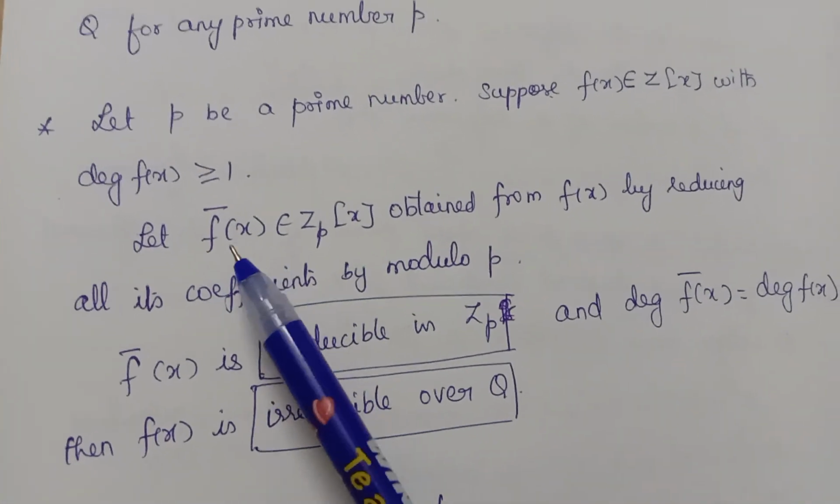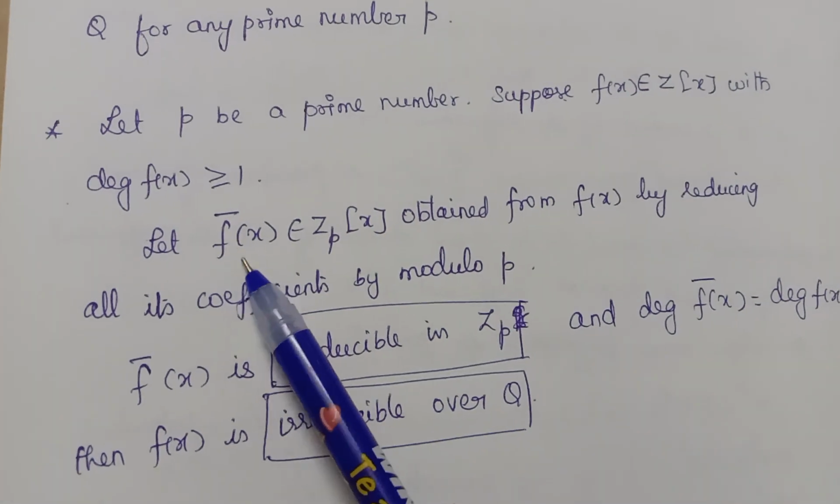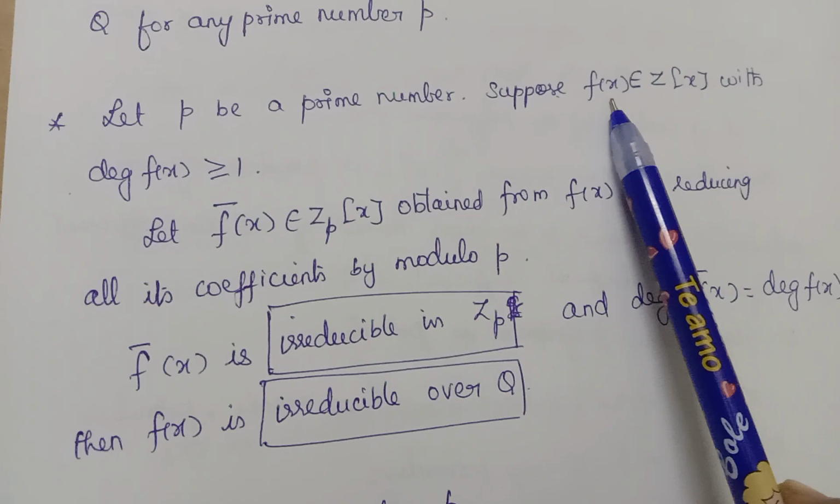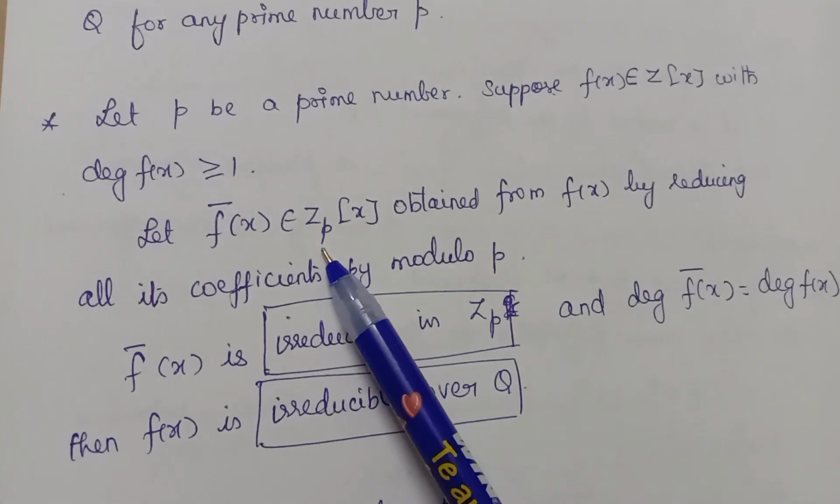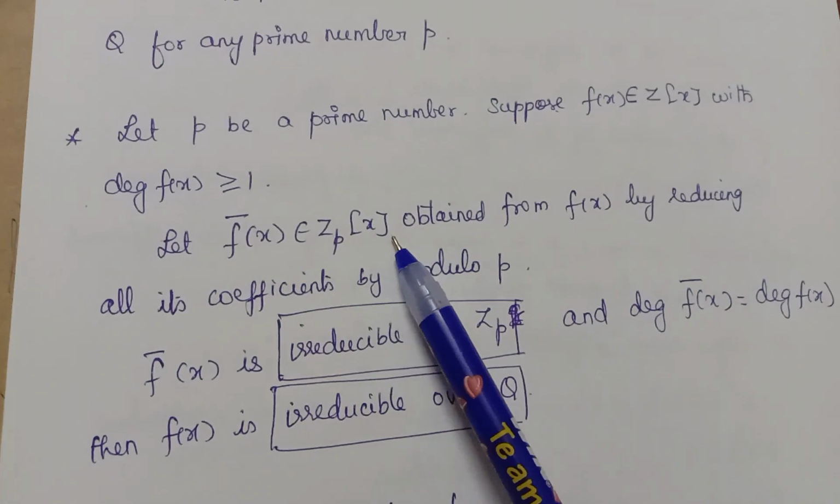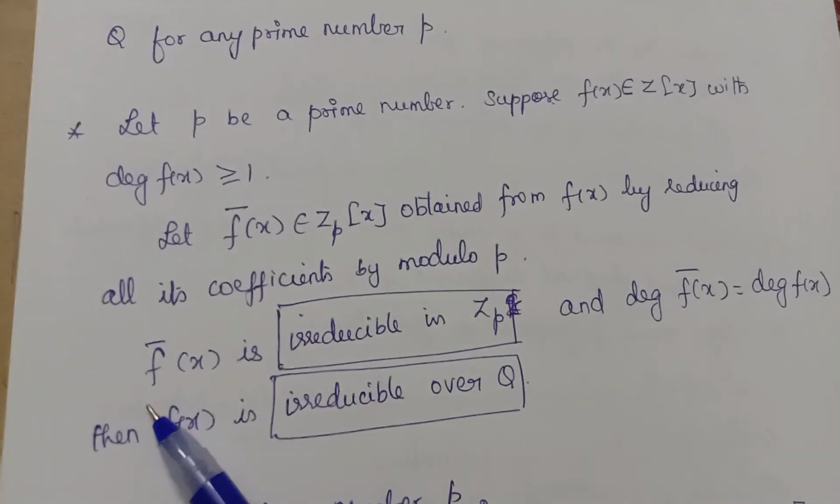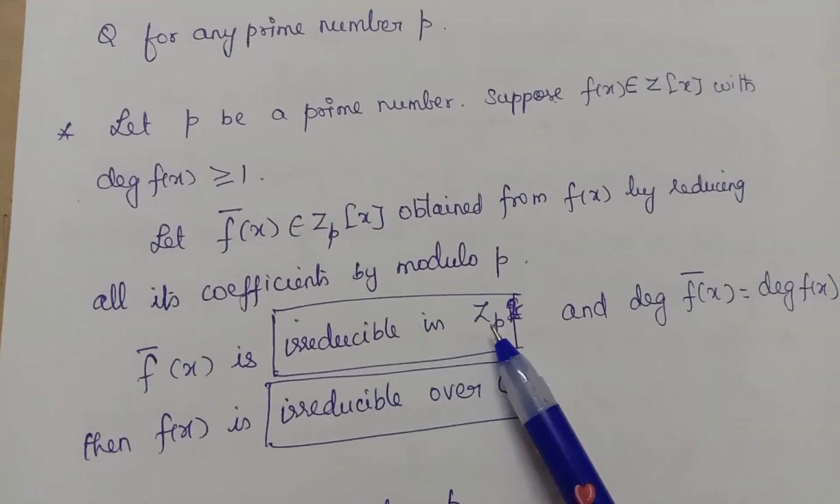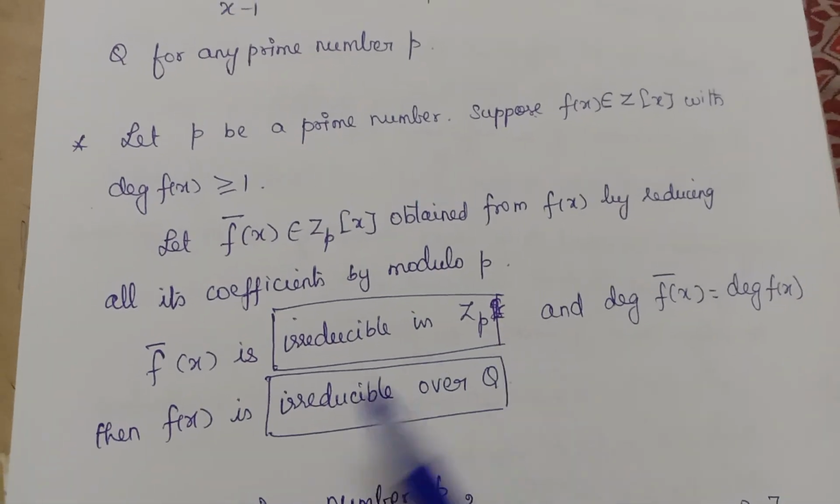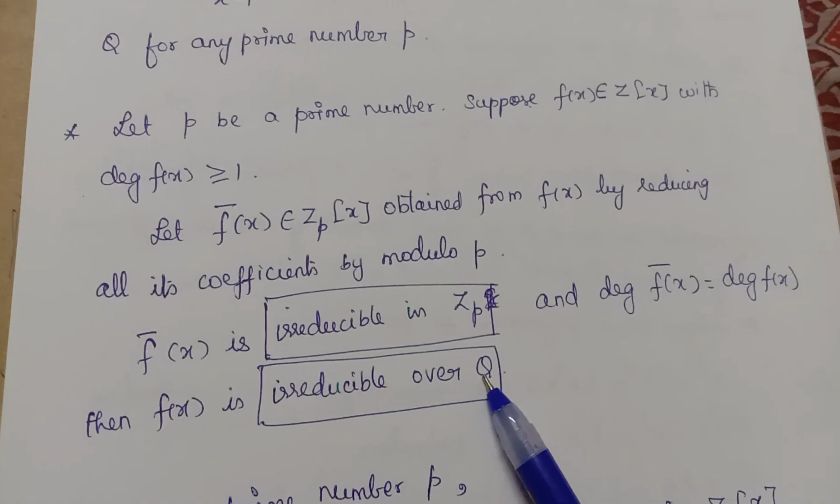Now here, how am I getting this f bar? In f, you have the coefficients. Rewrite all the coefficients as modulo p, only the coefficients, not the powers of x, right? After rewriting this, you check whether f bar is irreducible in Zp. If it is irreducible in Zp, then f of x is irreducible over Q.